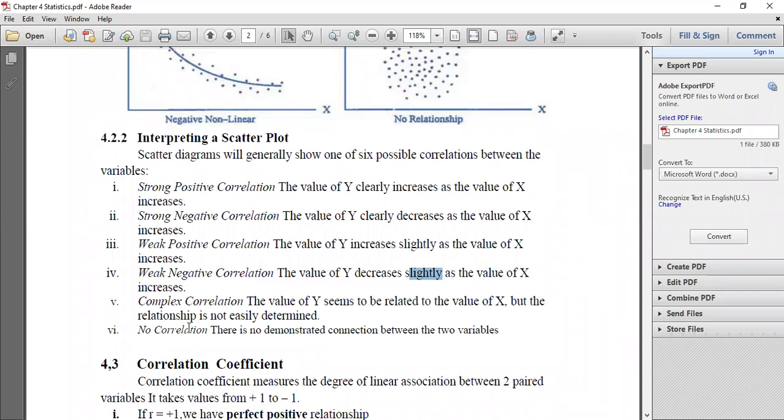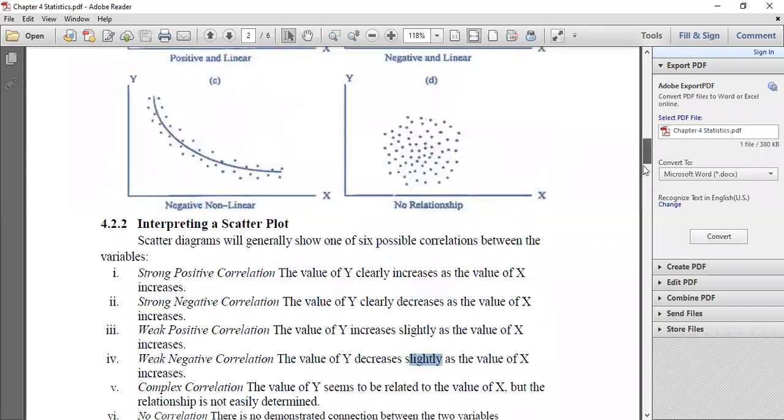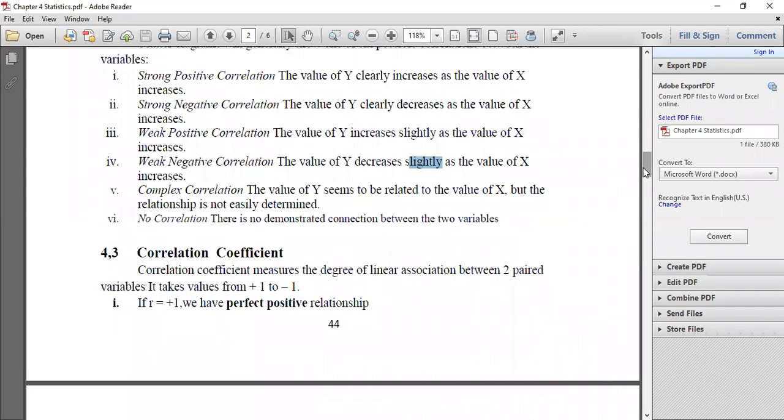can be determined. Yeah, it seems to be related, but you cannot clearly tell. So you can have it as, so this one, you find that it is basically just a straight line, possibly parallel to this x. So you can see clearly x is increasing, but you cannot tell what exactly is happening to y. So at such a point, you have a complex correlation.